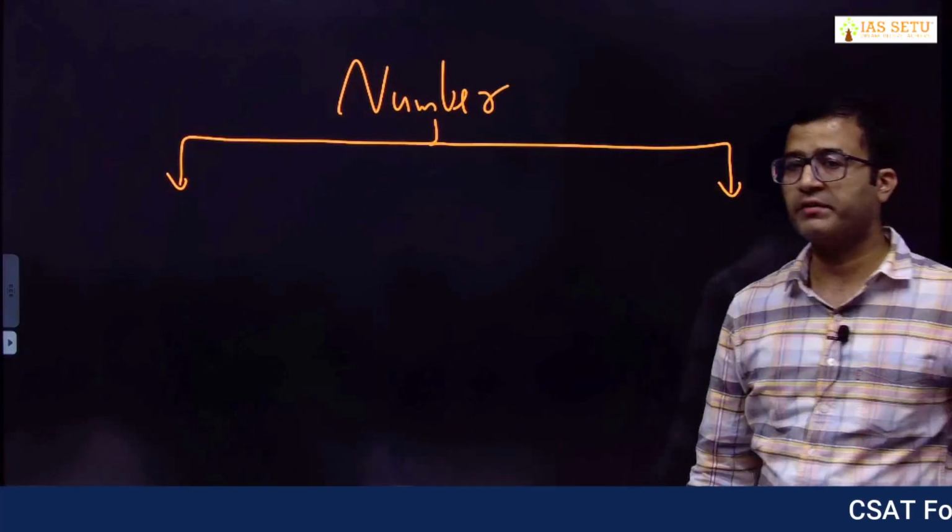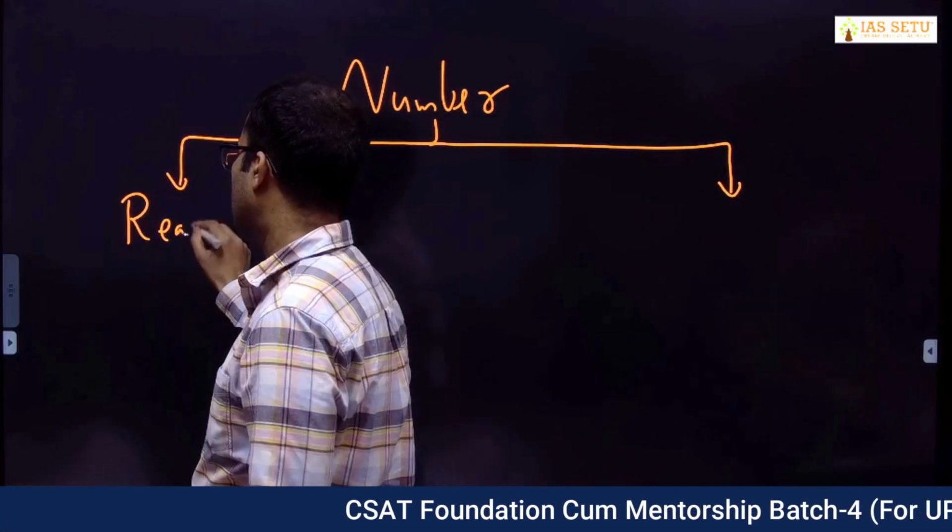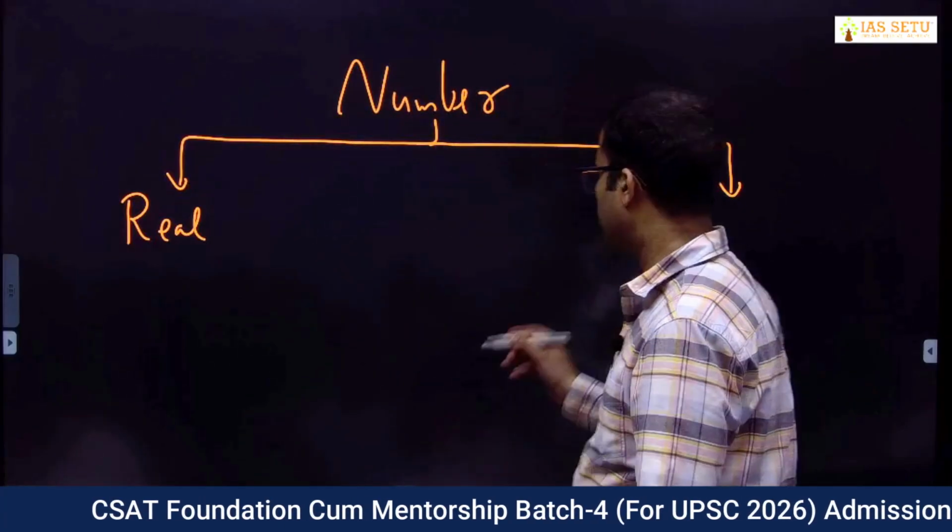So numbers, we divide in two parts. We have two types of numbers. One are called real numbers. Second are imaginary numbers.